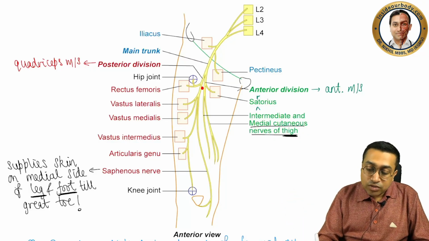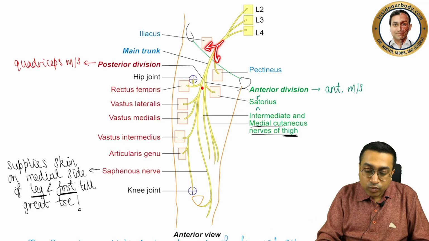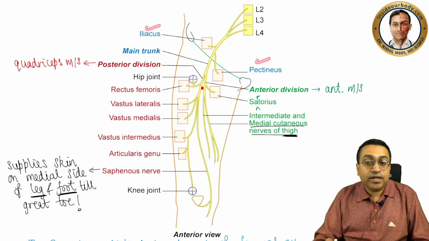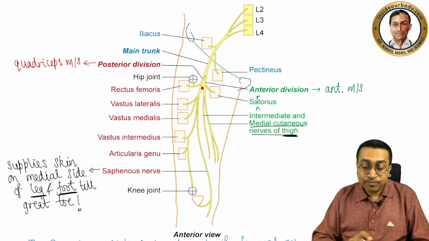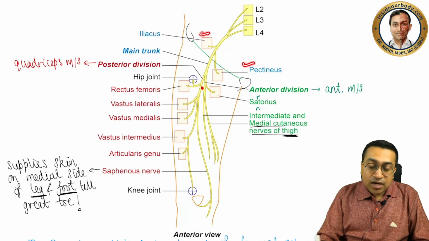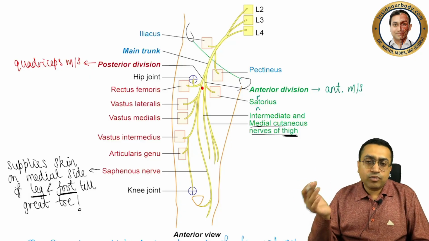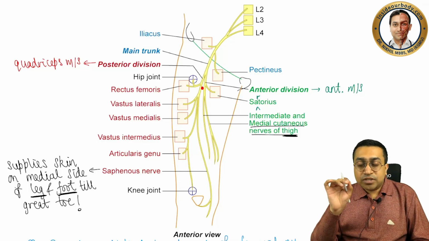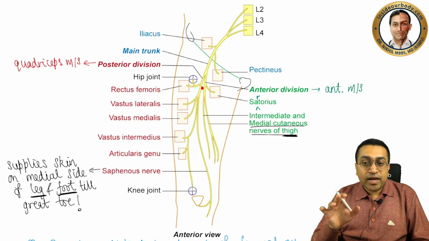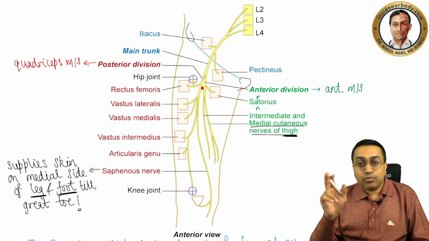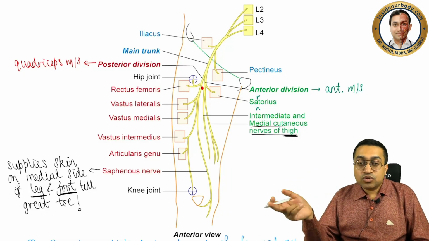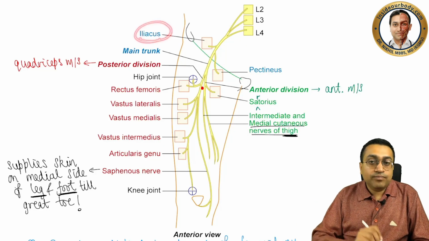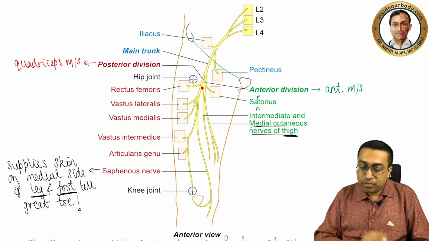Now see another important thing. The main trunk of the femoral nerve gives off the supply to two muscles: one is the iliacus and one is the pectineus. We have already studied the names of these previously, and these two muscles are supplied by the main trunk of the femoral nerve. Very easy question, right? But if the MCQ is specifically asking which is the muscle supplied by the main trunk of the femoral nerve in the iliac fossa, the correct answer would be iliacus only. This has been asked in previous exams, so please remember.